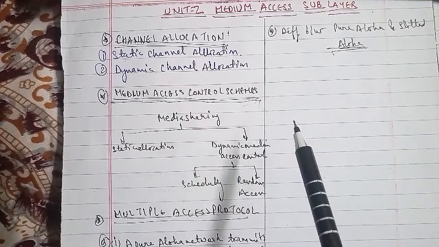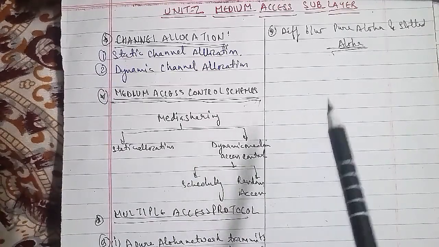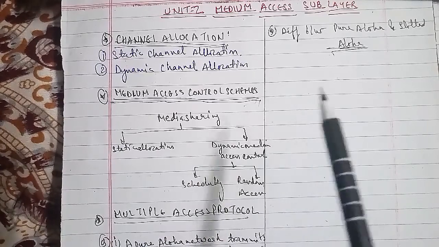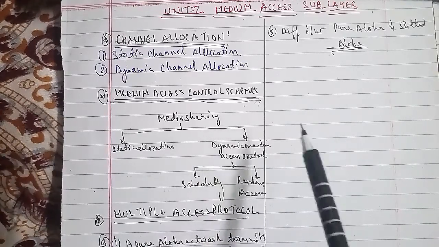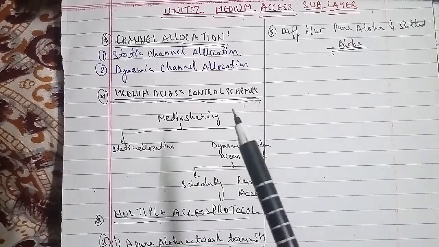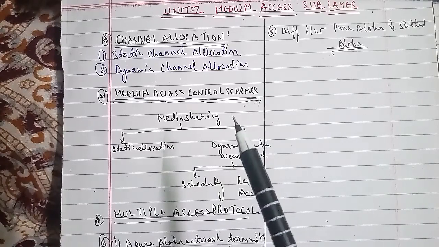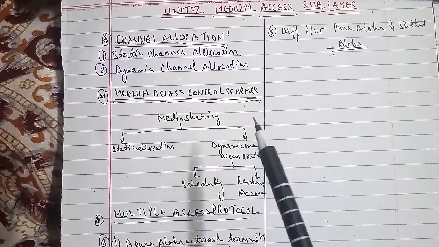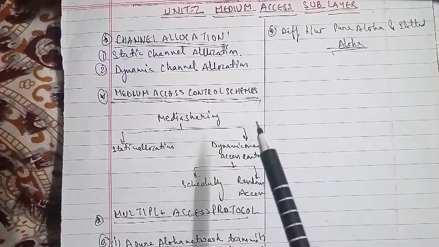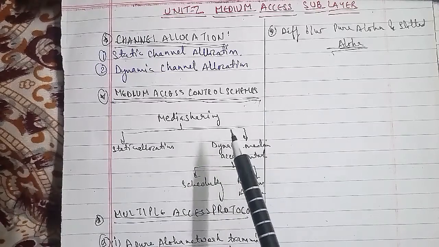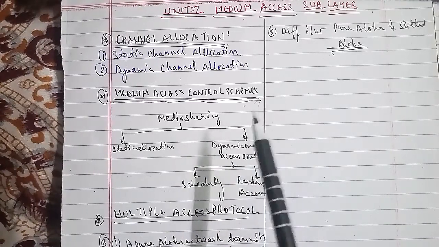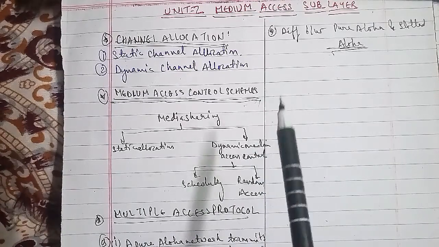Now we have discussed the 7 differences between pure Aloha and slotted Aloha, and now we'll discuss different carrier sense protocols, and how they differ from collision protocols.